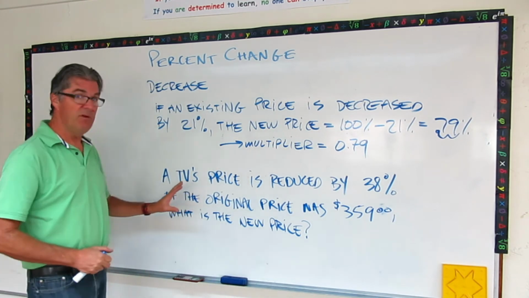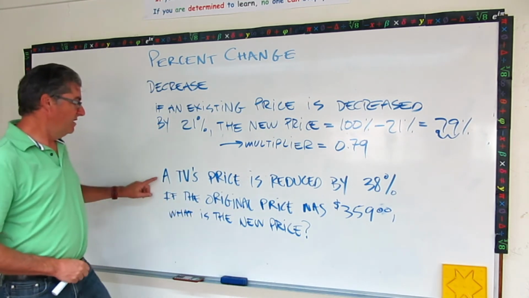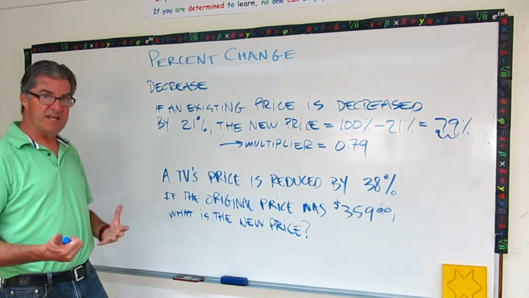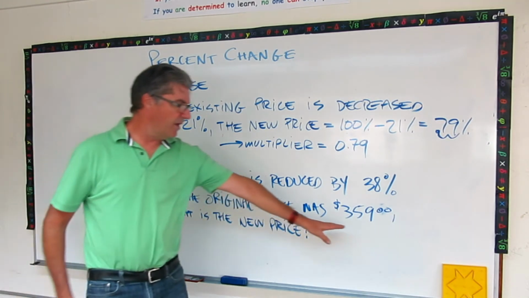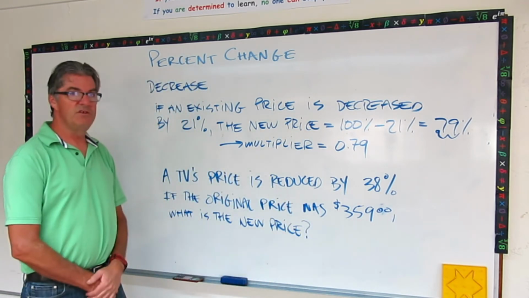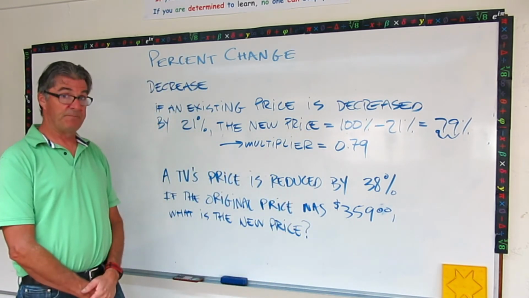Okay, here's an example. Go ahead and pause the video, give it a shot. A TV's price is reduced by 38%. Closeout sale, come buy now. If the original price was $359, what is the new price? See if you can calculate that one.